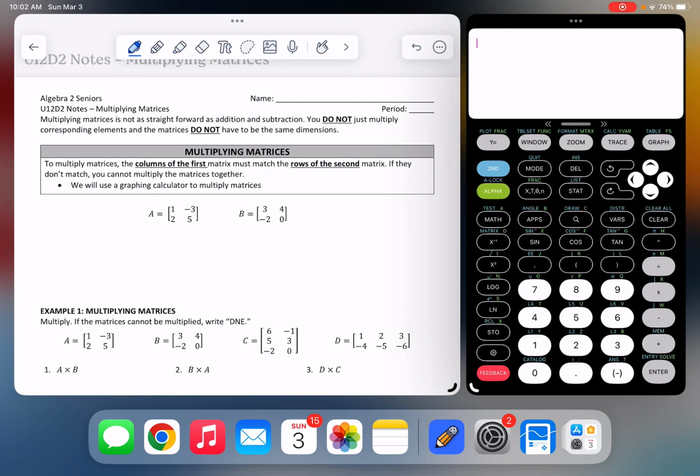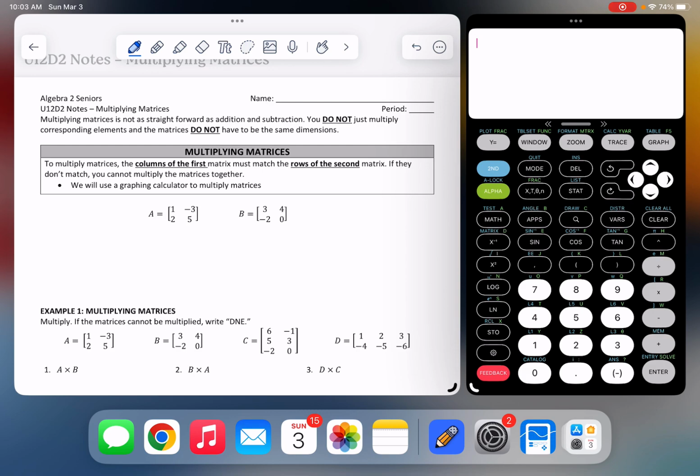Unit 12, Day 2. We're going to multiply matrices, okay? And I figured out how to do split screen on here, so I don't have to go back and forth. But multiplying matrices is not as straightforward as addition and subtraction, okay? You do not just multiply corresponding elements like you do with addition and subtraction. And matrices don't have to be the same dimensions to multiply, okay?